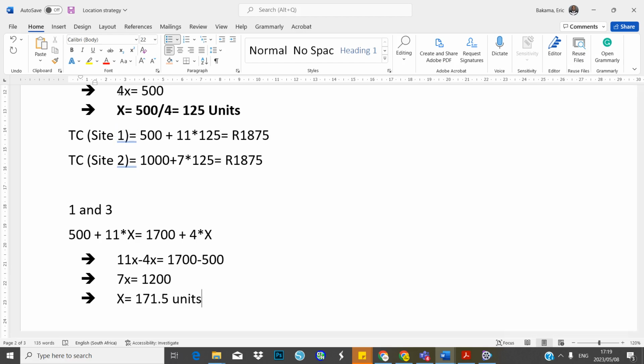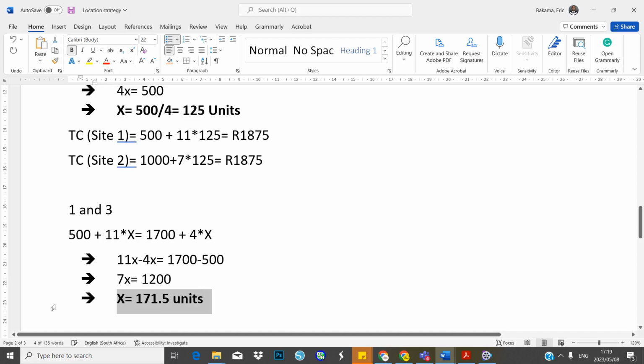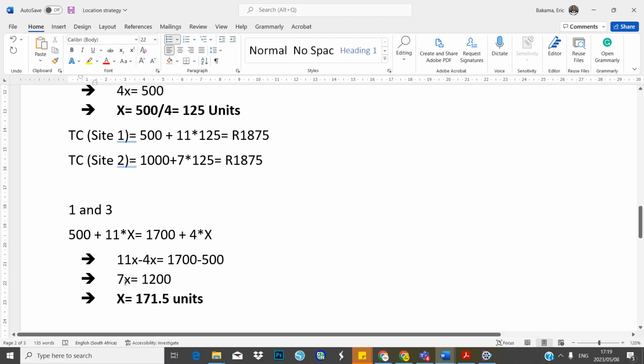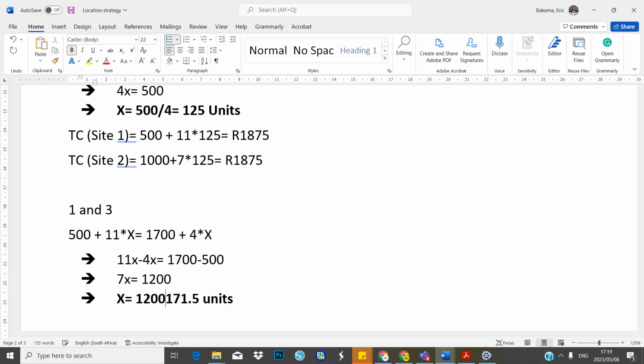Now this means as well that if I'm producing this amount of units, I'm not going to do the demonstration like I did in the previous one here, but feel free to do that, and you can even leave it in the comment section to confirm. But that is the principle. So the principle is we have 11X, that one moves down here, 1700, and then you have 500. Then we divide both sides by 7, and then you have 1200 divided by 7, which gives you 171.5.